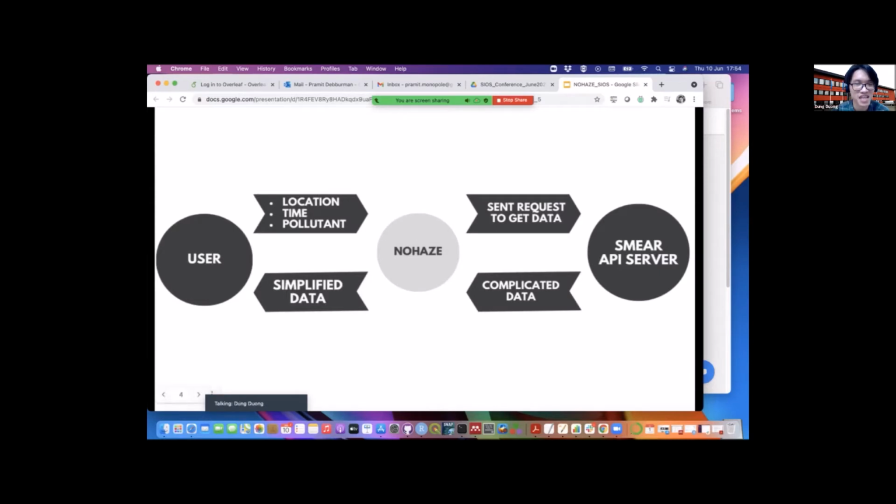Okay, so here's how it works. The app will collect a few simple data like location, time, and the pollutant species, and it will send requests to a ground station or a satellite imaging to get their data, and then it will retrieve the complicated data to graph, and then also simplify that data to a more user-friendly version, so the user can know more information about that pollutants.